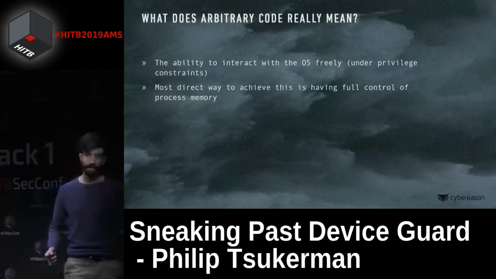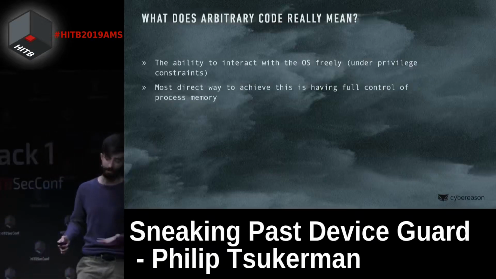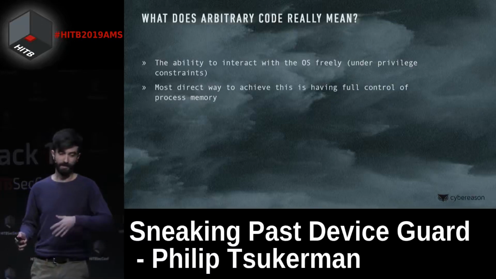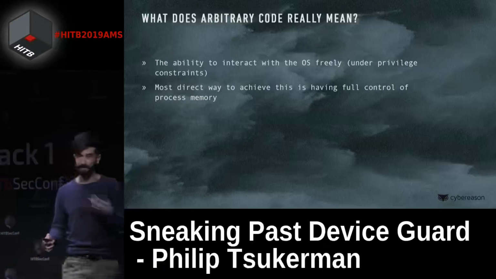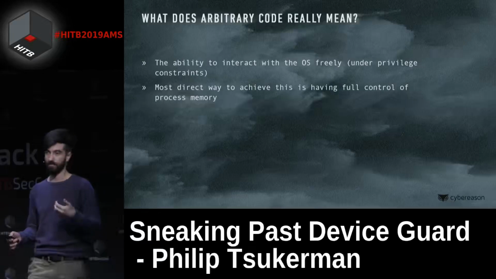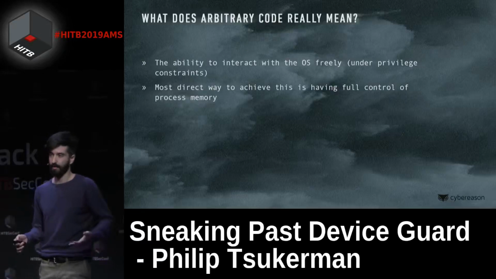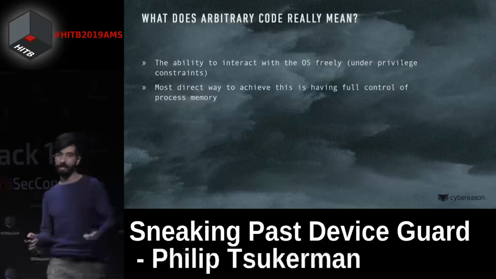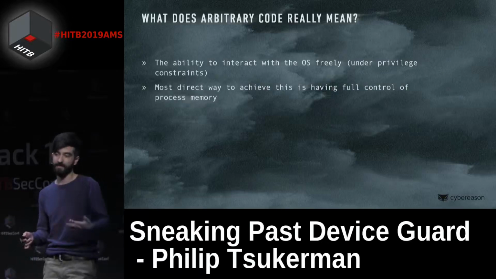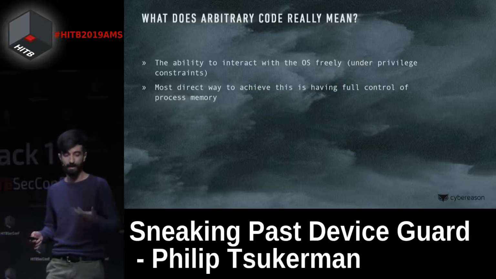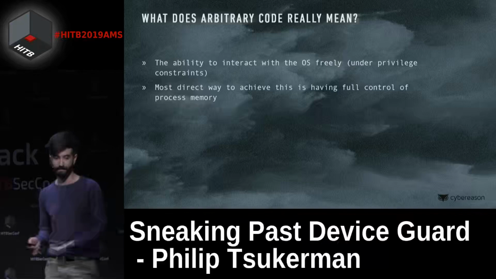Now, to understand how these bypasses work and what they actually achieve, we need to define a bit more specifically what we mean by arbitrary code. Now, at least in my definition, it's the ability to fully and freely interact with the operating system, where the only constraint you have is actually privilege, meaning that I'm free to try to do anything, and maybe the operating system will tell me, well, you cannot access this resource, but I should be able to at least run the code that tries to access it.